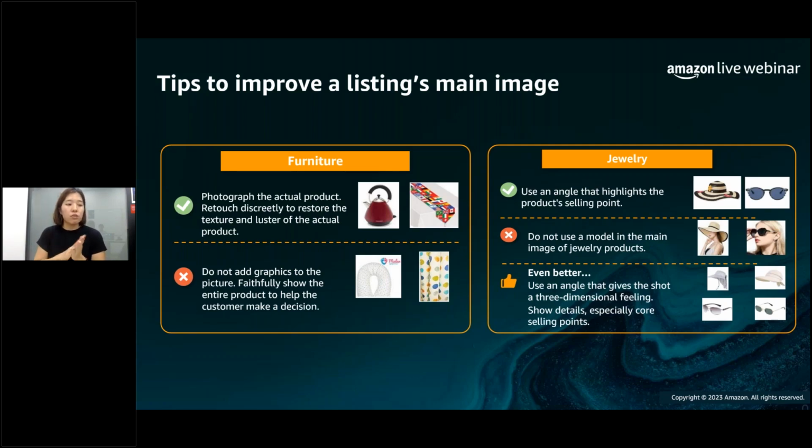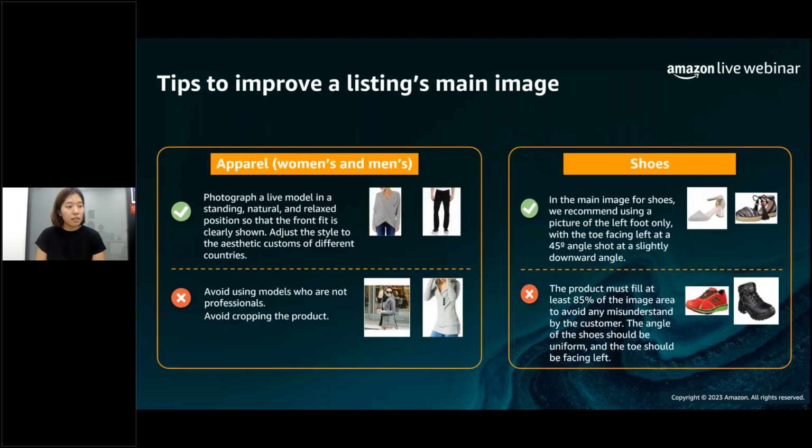For jewelry, you want to use an angle whereby you can show a product selling point. For example, if you're selling earrings, you wouldn't want to just show the design. You want to show how it's being worn. Can it be dangled? So all of these things are recommendations that you can use. For apparel, you want to have it on a live model to show how it fits. For women, there are so many different body sizes and shapes, so that will be good.